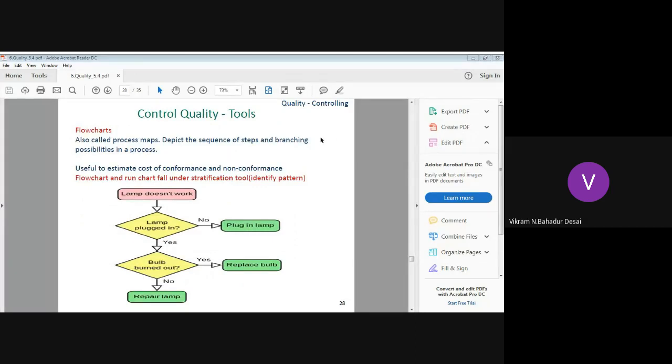When you write computer programming, you depict it in terms of a flow chart. So the lamp doesn't work. What is the decision? Lamp plugged in? Yes. Bulb burned out? No. Plug in lamp. So some example they are going to give, and you have to construct a flow chart for that. This is a decision box. This is an operation box.